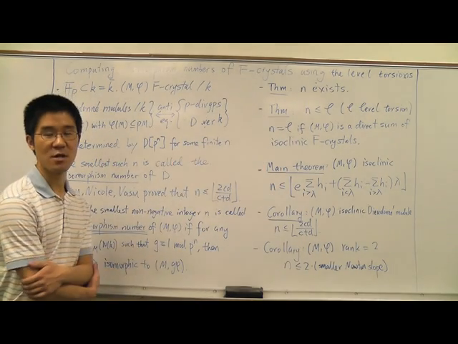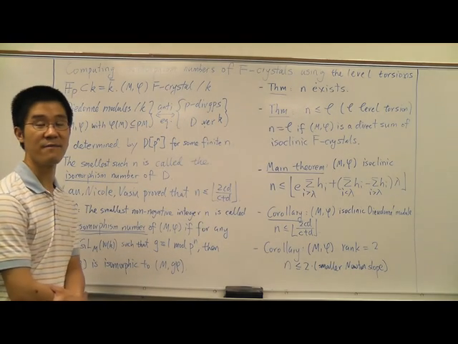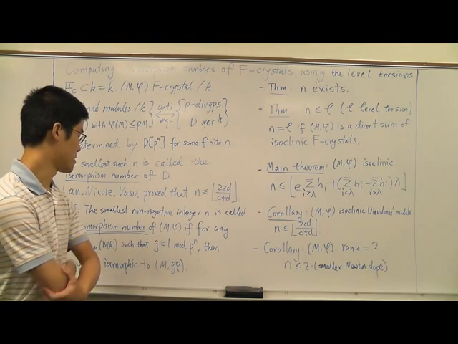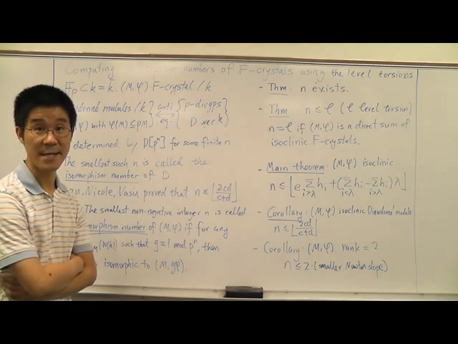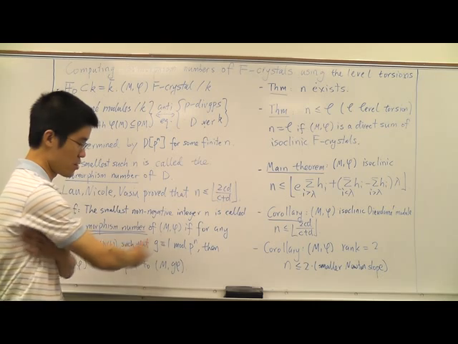Now, from the definition of the isomorphism number of an F-crystal, it's not at all obvious why this number n has to exist, or in other words, why this n has to be finite. This n could be infinite.